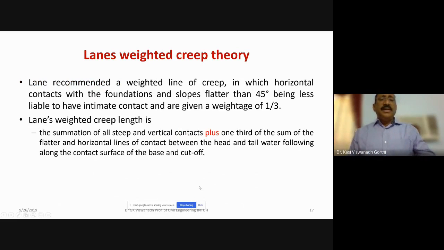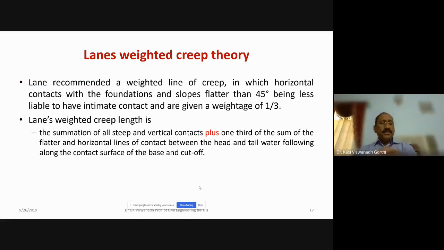Lane recommended a separate theory. This is what is called Lane's weighted creep theory. Lane recommended a weighted line of creep in which horizontal contacts with the foundation, and slopes flatter than 45 degrees, being less liable to have intimate contact, are given a weightage of 1/3. So it tries to give weightage.